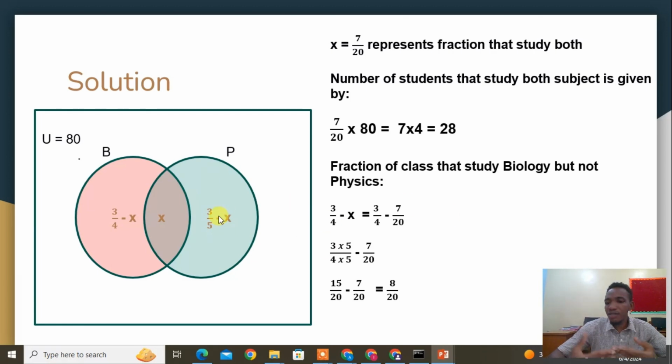In case the question goes further and asks you to find the number of students that study biology but not physics, if they ask for the number, just multiply this 8/20 by 80 and you get your total number. So you can actually find the number of people that offer biology, the number that offer physics, and you're good to go, right? So with that, I come to the end of the video.